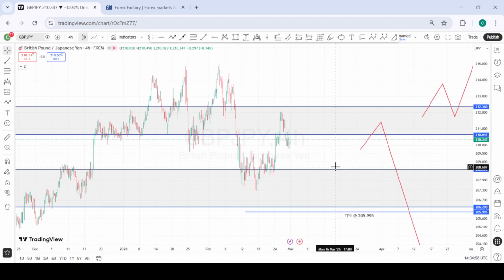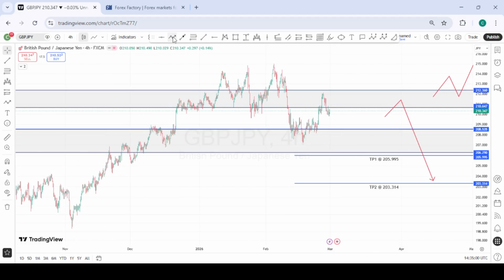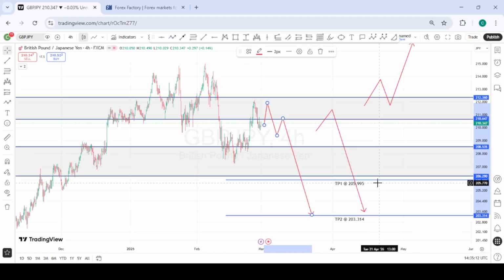We have two scenarios that we were looking out for. If price gives us a reversal pattern, like a double top here or a head and shoulder formation, then we'll be looking forward to the sells to these TPs we have below.